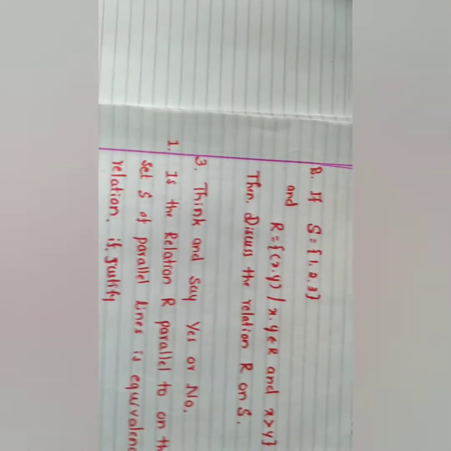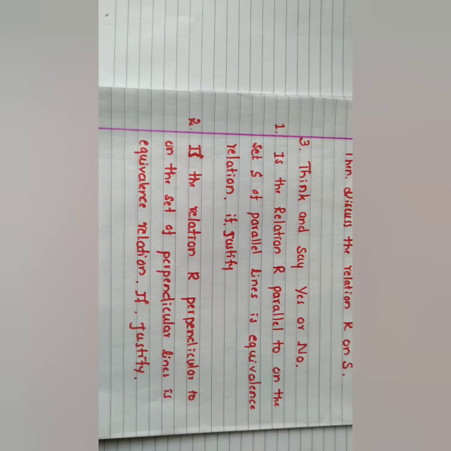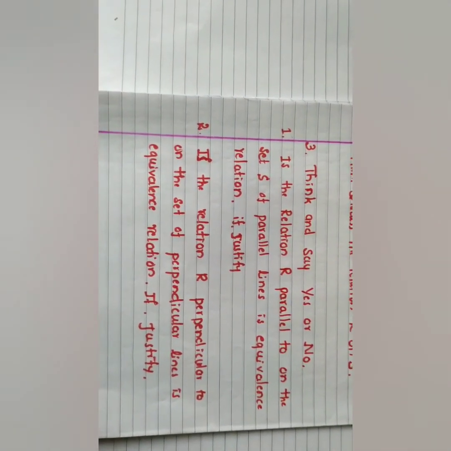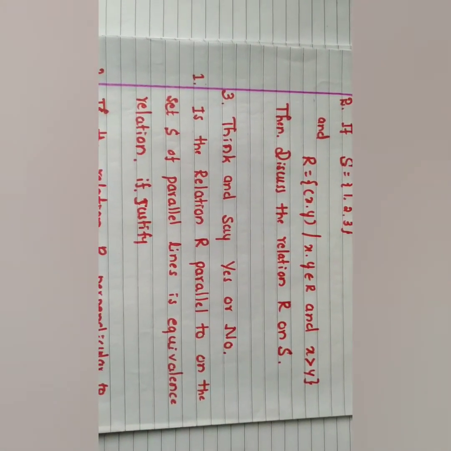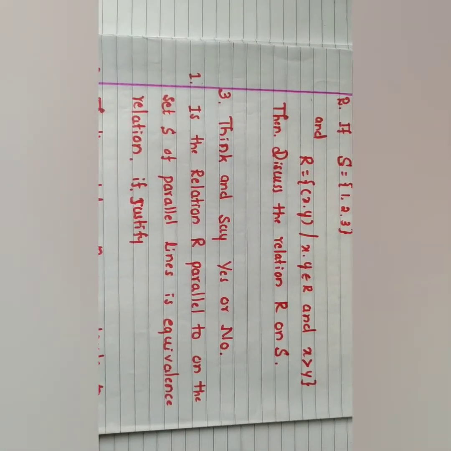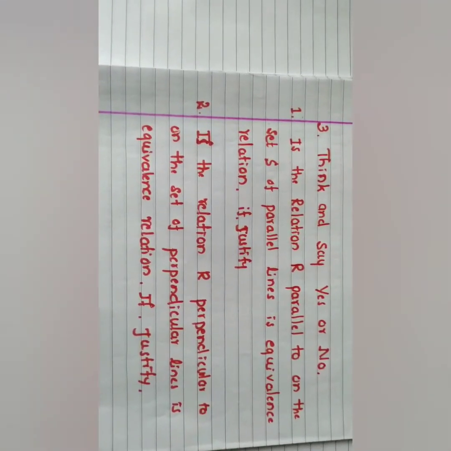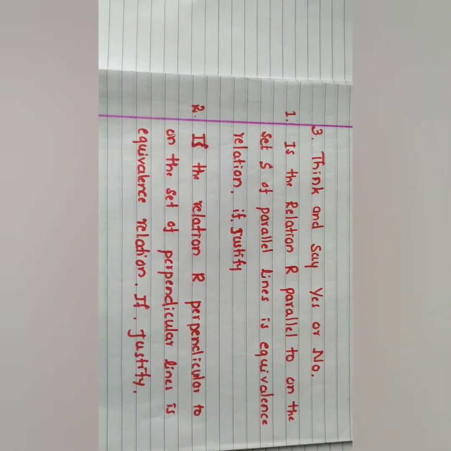You have to check whether the relation satisfies reflexive, symmetric, transitive or not. The two examples are given. Think and say yes or no for the result. If it is yes, justify. If it is no, justify. Is the relation R, parallel to, on the set of parallel lines an equivalence relation? Justify. Is the relation R on the set of perpendicular lines an equivalence relation?